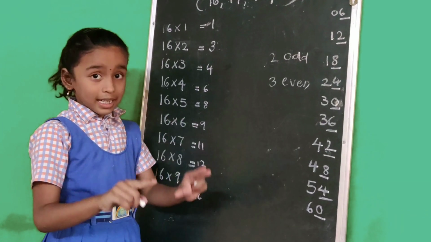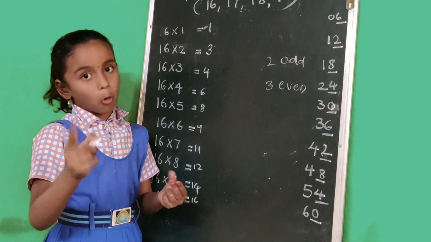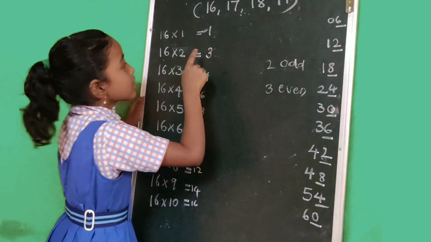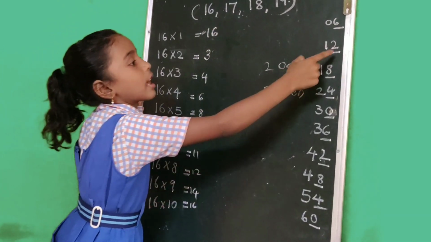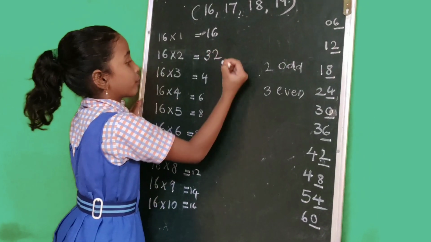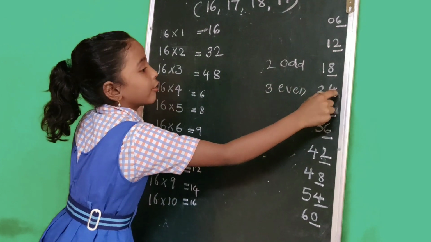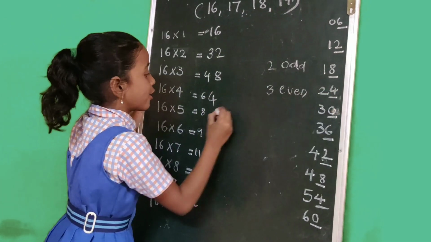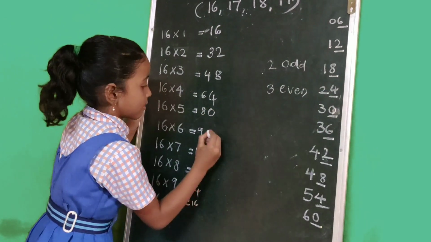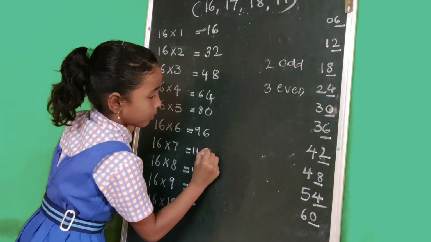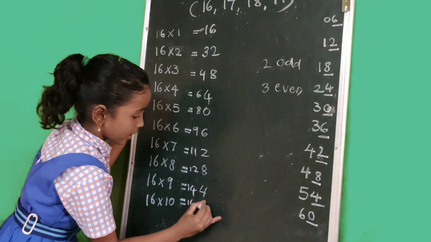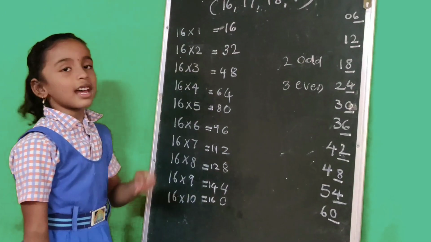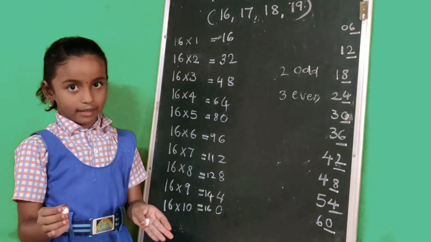In 6 table, we write units place only. 6 ones are 6. 6 twos are 12, 2. 6 threes are 18, 8. Then 4, 0, 6, 2, 8, 4. Then 0. Friends, this is the 16 table trick.